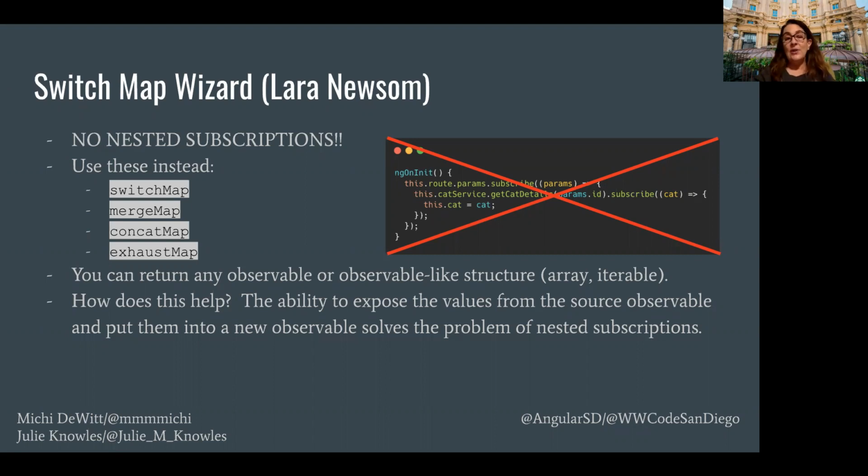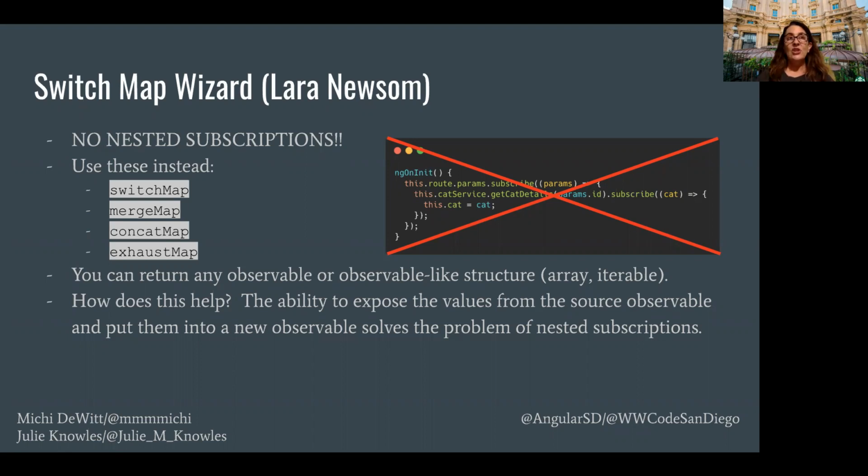But then when she got into the guts of her talk, she started out with an example, which I show here, that is a nested subscription, which is an anti-pattern. She said what she wanted to talk about was that instead of doing something like nested subscriptions, which is a no-no, use either switchMap or mergeMap or concatMap or exhaustMap. They allow you to return observables or any observable-like structures. So you can return observables, you can return arrays, iterables, but you have control over what you return.